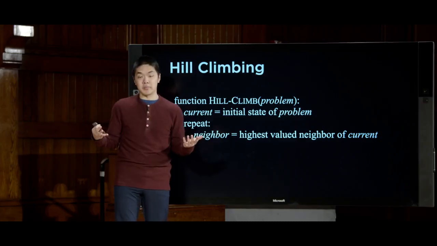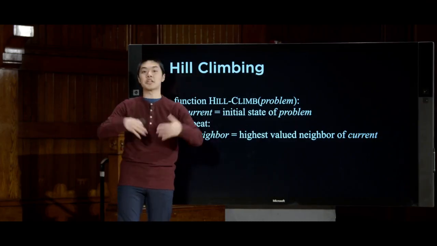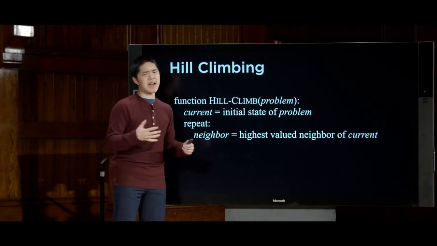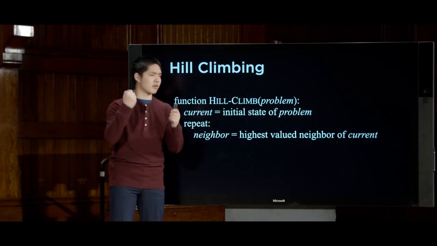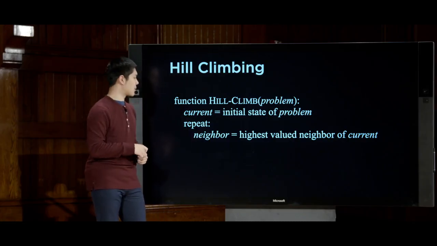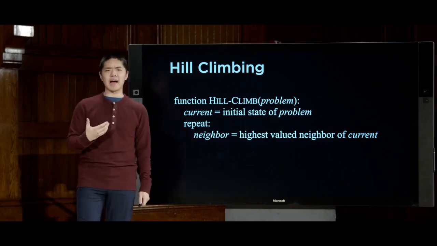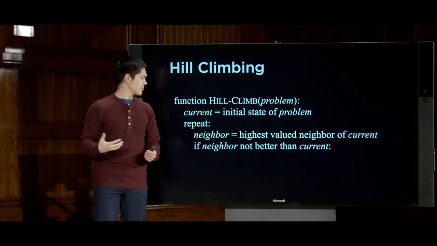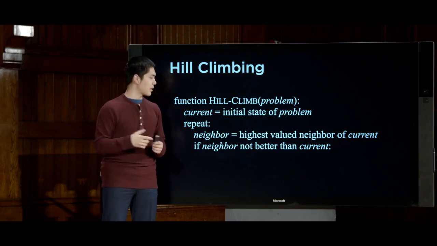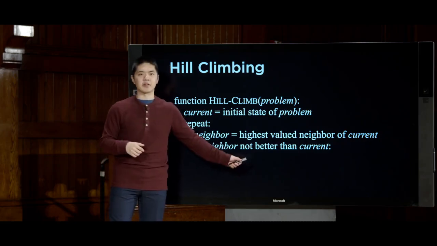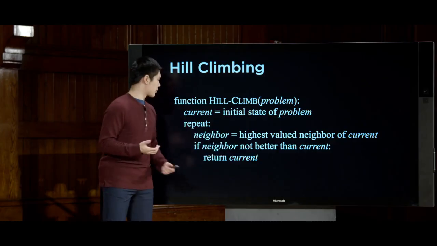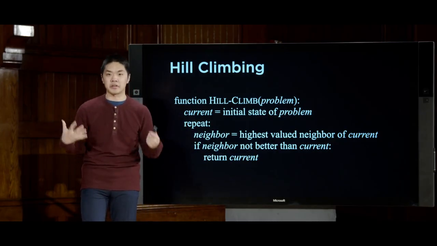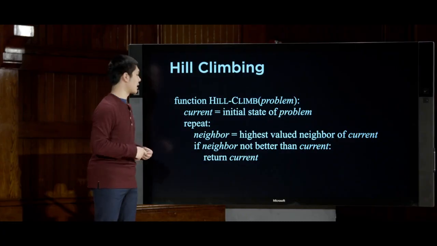And it's possible in some cases there might be multiple neighbors that each have an equally high value or an equally low value in the minimizing case. And in that case, we can just choose randomly from among them. Just choose one of them and save it inside of this variable neighbor. And then the key question to ask is: is this neighbor better than my current state? And if the neighbor, the best neighbor that I was able to find, is not better than my current state, well, then the algorithm is over. And I'll just go ahead and return the current state. If none of my neighbors are better, then I may as well stay where I am, is the general logic of the hill climbing algorithm.